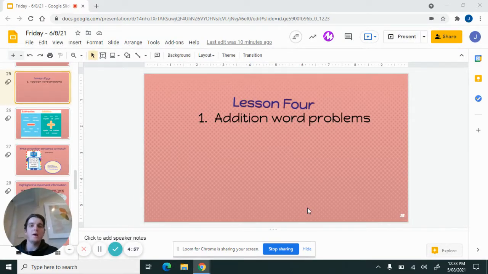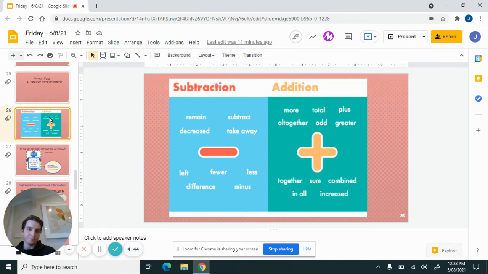Hello, you two. We are going to continue looking at addition today for maths, and what we're going to specifically look at is addition word problems. So we're going to have a look at some word problems together. Now, I thought I'll just give you a look at this. This is just a little example of the kind of words that you will see in word problems for subtraction and for addition. Now, today we're only going to really work with addition. We're going to do a little bit of subtraction, but mainly addition.